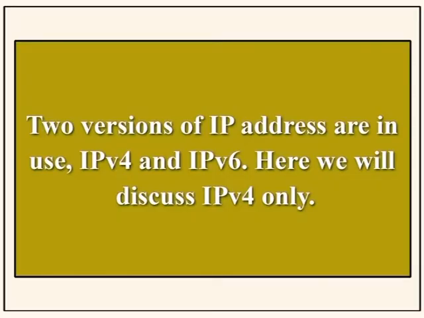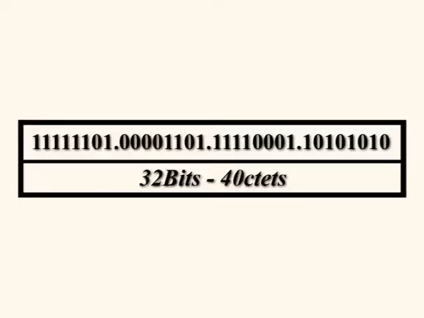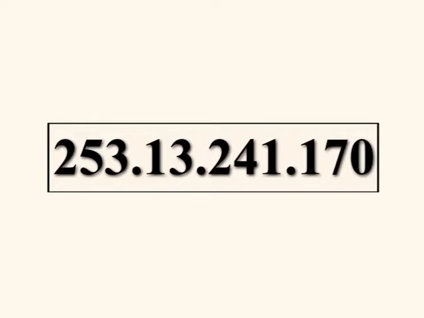Two versions of IP address are in use, IPv4 and IPv6. Here we will discuss IPv4 only. Internet protocol version 4 address is 32-bit long, divided into 4 octets, that is groups of 8 bits separated by dot as shown. To make the IP address more compact and readable, it is represented in decimal form.